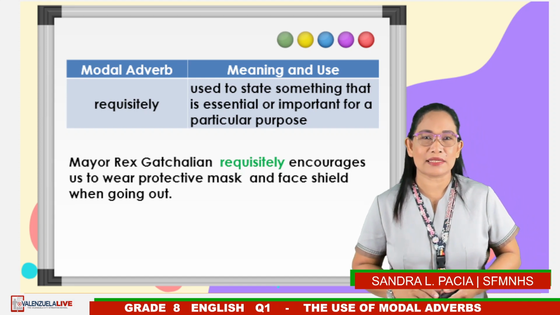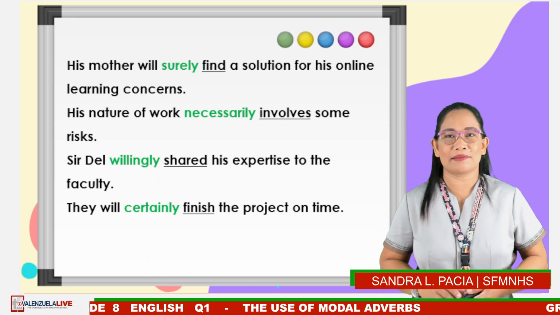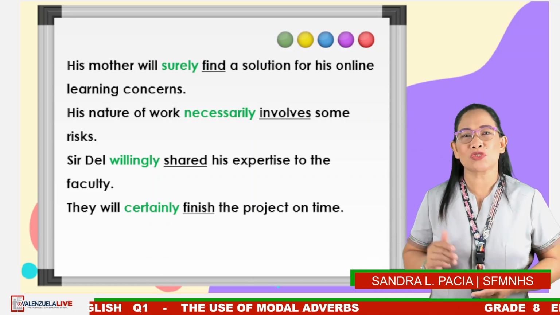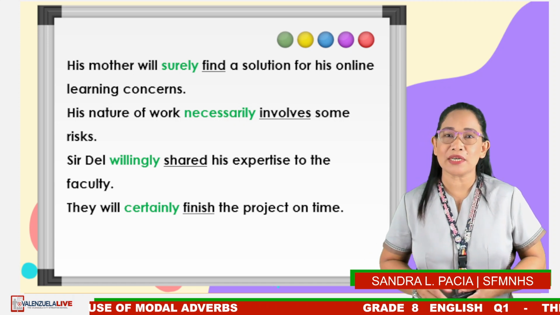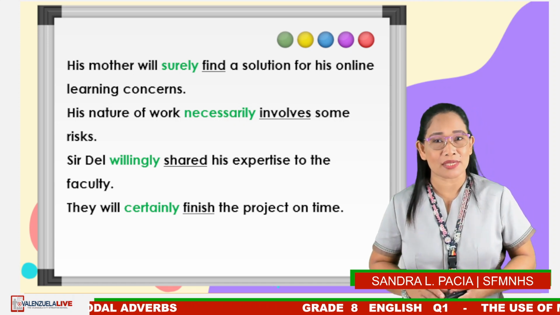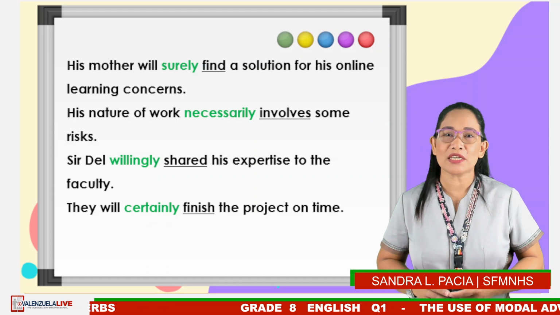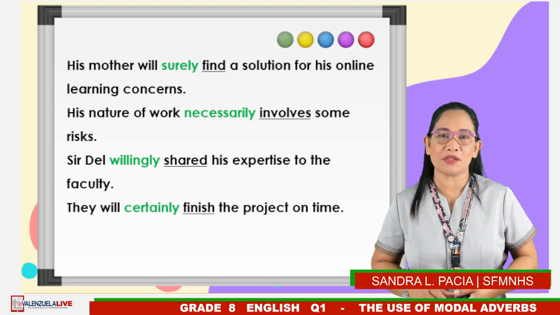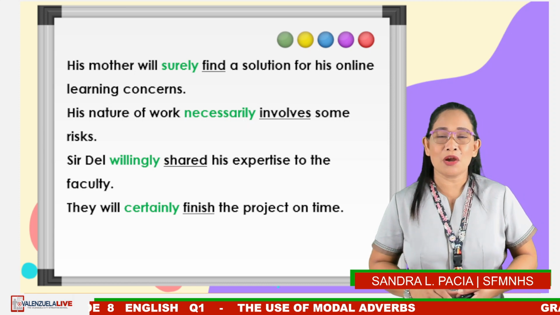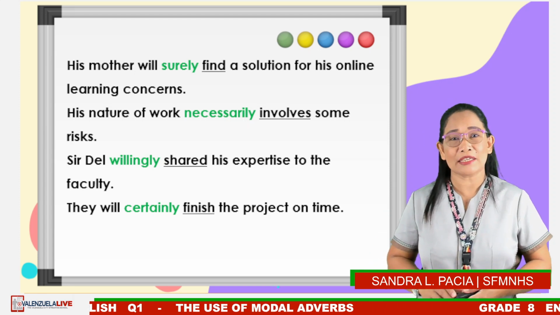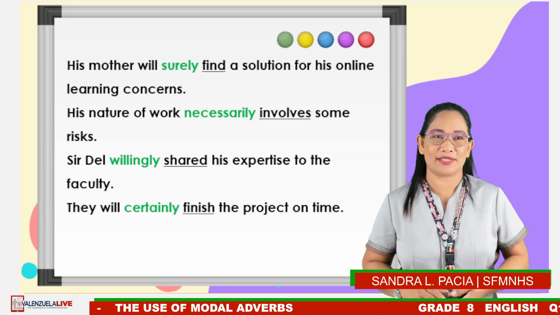Looking back at these examples of sentences: His mother will surely find a solution for his online learning concerns. His nature of work necessarily involves some risk. Sir Dale willingly shared his expertise to the faculty. They will certainly finish the project on time. What have you observed with the highlighted words and the underlined words?